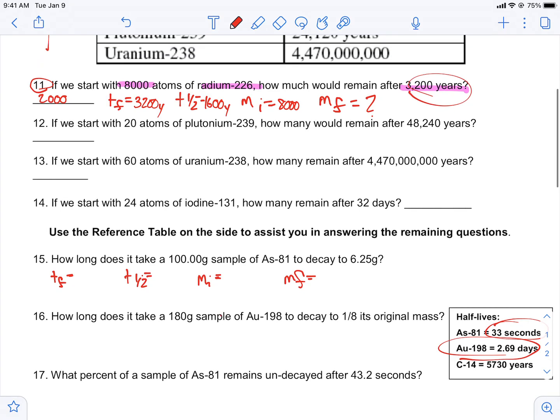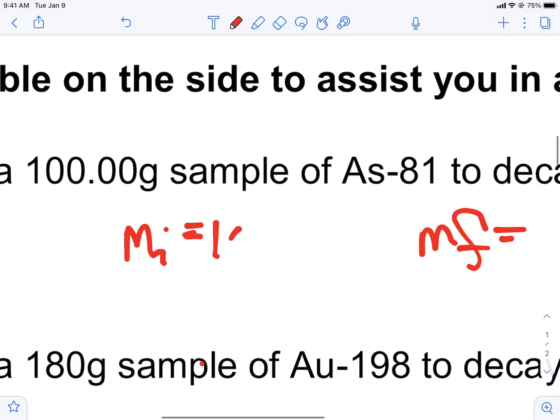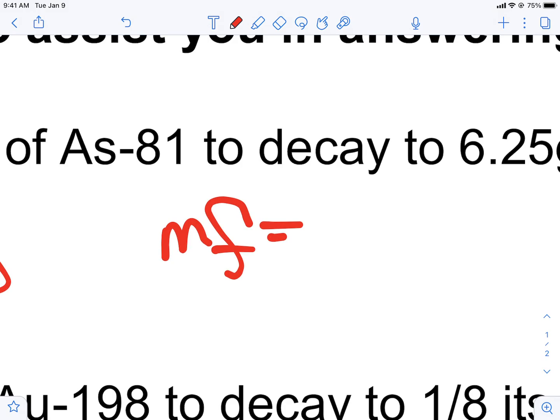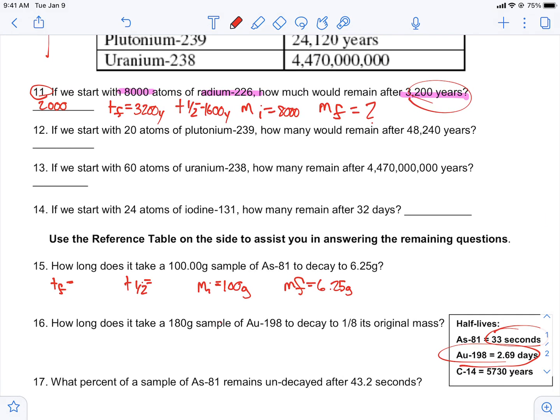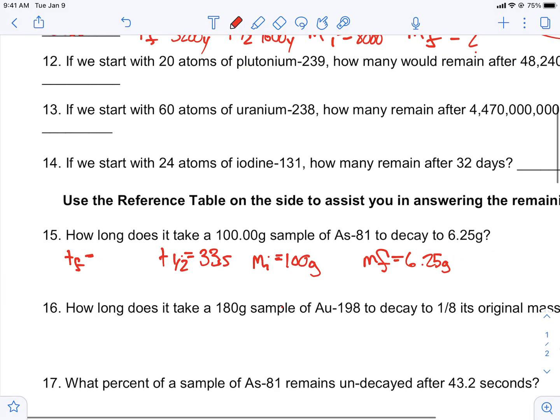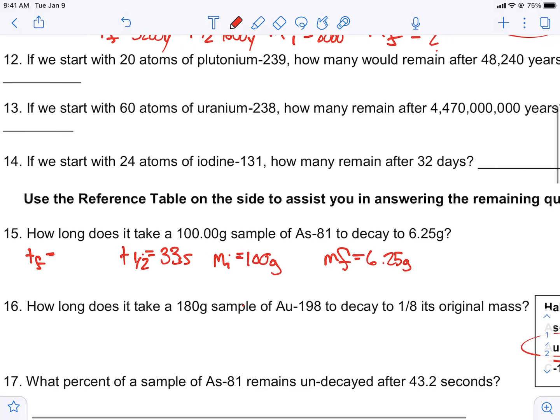How long does it take a 100-gram sample? So your initial mass, 100 grams. So like I said, this value is listed in grams instead of atoms. Your final mass, we're trying to get down to 6.25 grams. Your time of half-life is 33 seconds. And then we don't know how long it's going to take, so we have to figure that out. So we go and we do our chart.